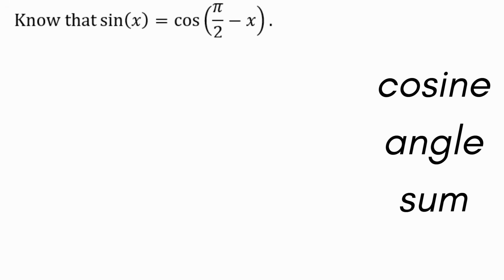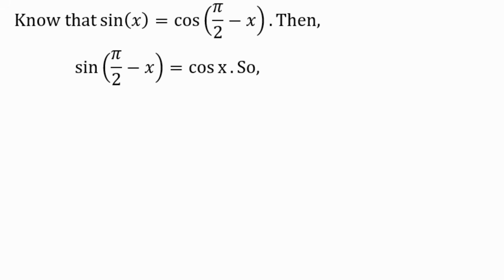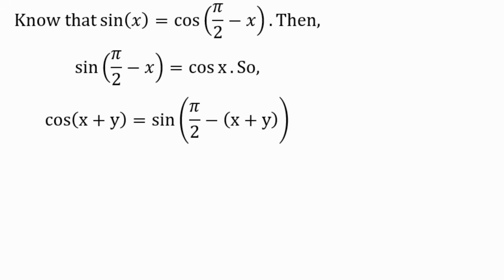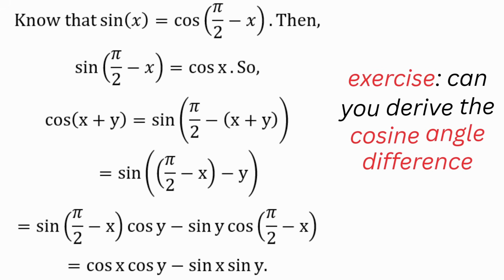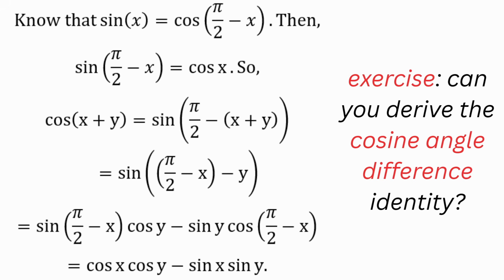Using our complementary angle identity, we see that cosine of x plus y equals sine of pi halves minus x plus y, and this equals sine of pi halves minus x in parentheses minus y, as shown. We can expand the sine part using the sine difference, and then use the complementary angle identity in between to get cosine of x cosine of y minus sine of x sine of y, which is the cosine angle sum identity. An exercise for you is to pause the video and find the cosine angle difference identity.